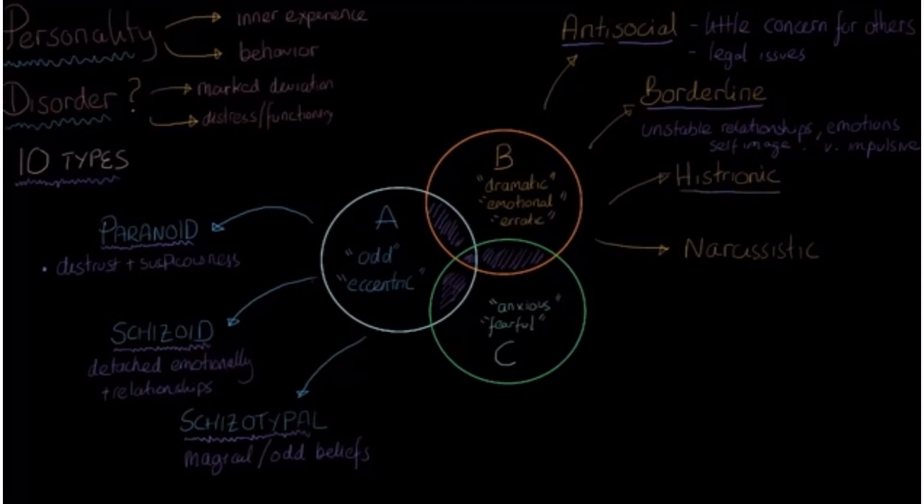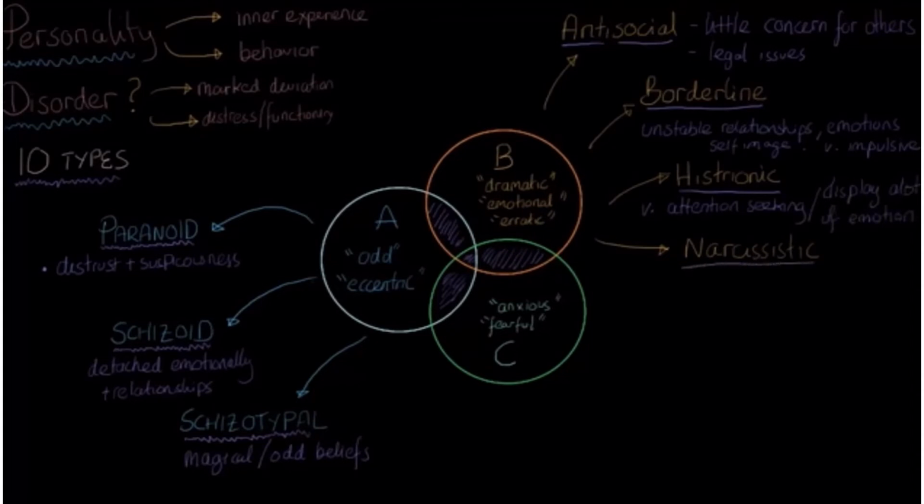Next is histrionic. People with histrionic personality disorder are very attention-seeking. They might wear very bright clothes. They might wear things that are very provocative, and they can display a lot of their emotions outwardly, right?